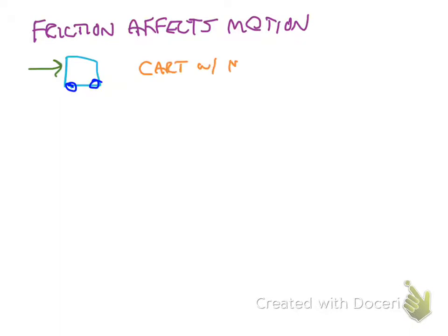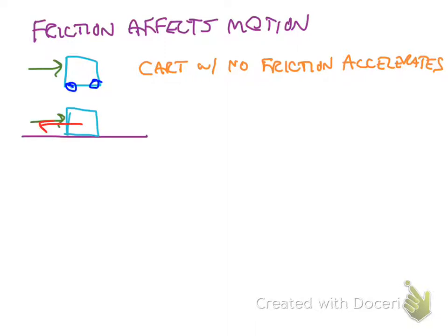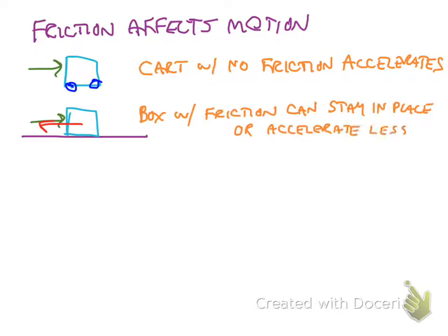Friction affects motion. So if we have a cart with no friction and you apply a force to it, the cart's going to accelerate. But if we have a box on the ground and you apply a force to it and there's friction, the box might actually stay in place. You might not be able to overcome friction, or if you do, it's not going to accelerate as quickly as if it were on wheels.